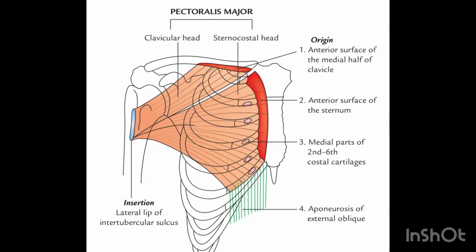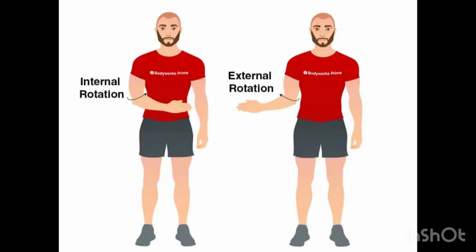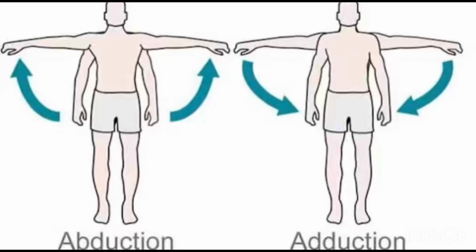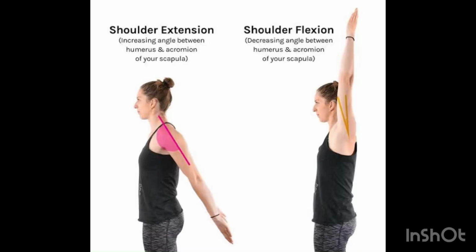And don't forget, what is the work? Since it's originating from the center of the thoracic cavity, and one thing you have to know, everything originating from the center does medial rotation. So you remember, adduction and medial rotation if you are coming from the center. So the first one is adduction and it also does medial rotation, and due to its origination from the clavicle, it does flexion of the arm at the shoulder joint.